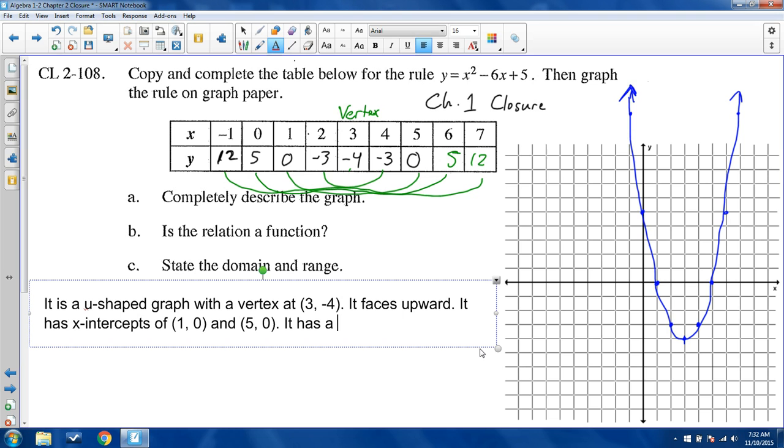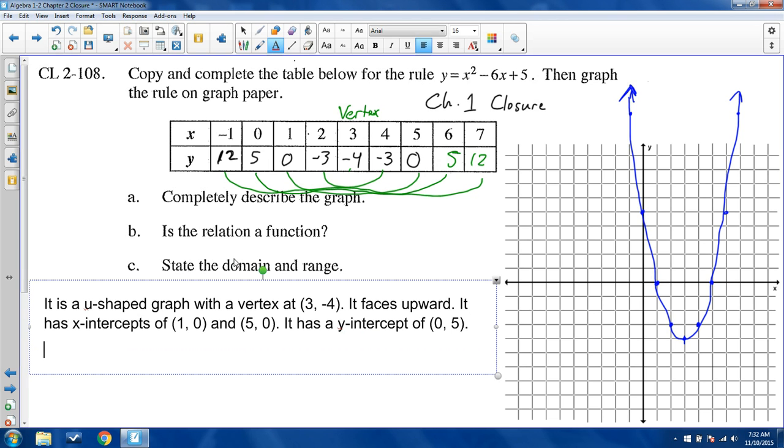It has a y-intercept of (0, 5). That's the value of y when x equals 0. That one's right here and also right here on the table. Okay, I'll talk about the function and domain and range stuff next as a part of my explanation.